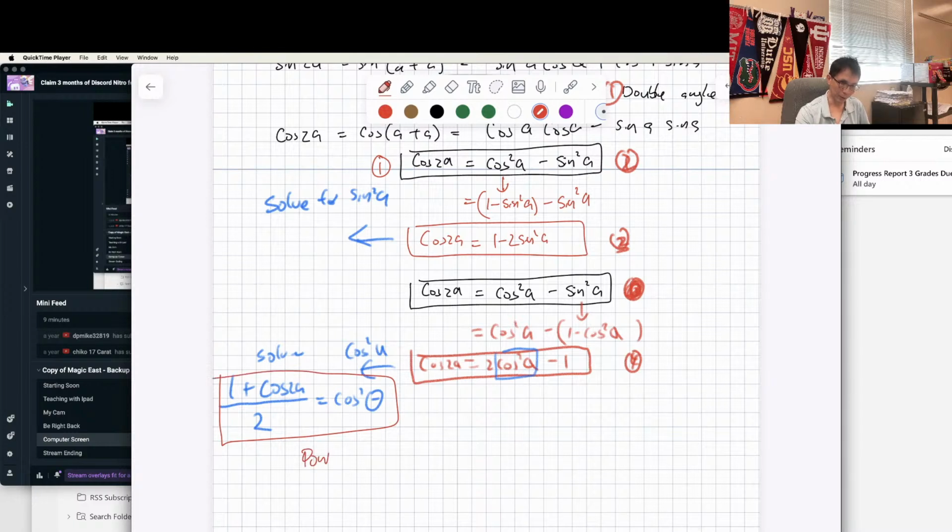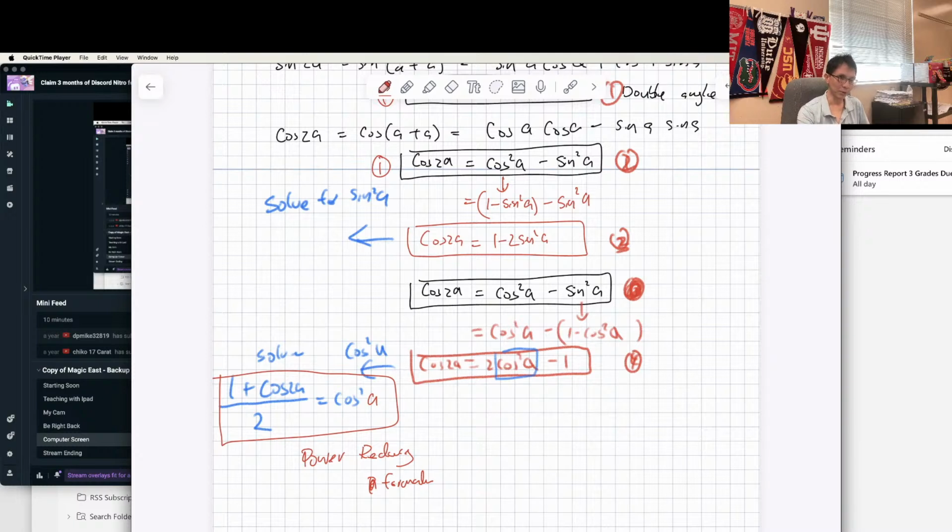Oh, you should be A. Sorry, I should have used theta, but I started with the A, so I didn't want to change it. So, power reducing formula. Why do they do the power reducing? Because it reduces the power from 2nd degree to 1st degree.